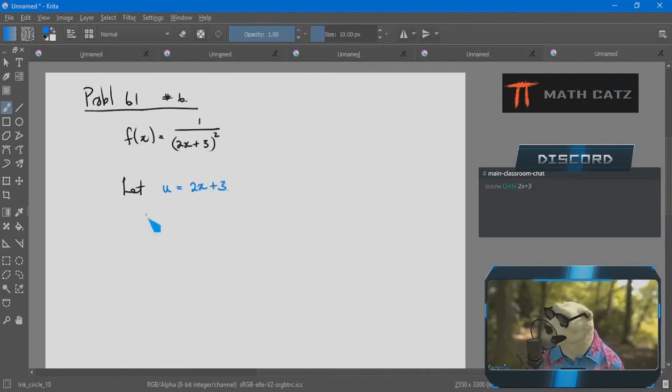Now you might not know, ooh, there are other choices. Am I going with the right one? If it works, then it's good. Just because there are other choices that could also work doesn't mean yours is bad. This is a perfectly good one. But of course, once I choose it, my outside function is kind of stuck to 1 over u squared.